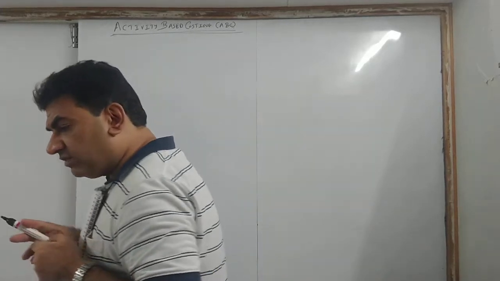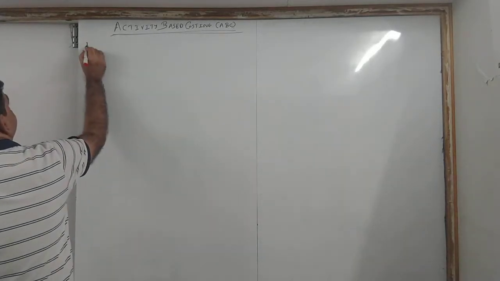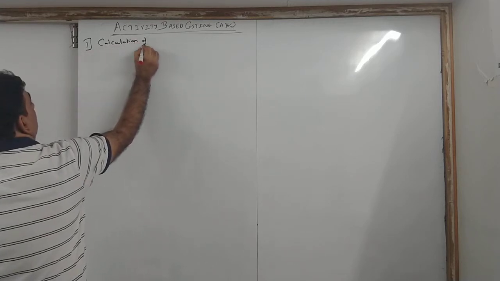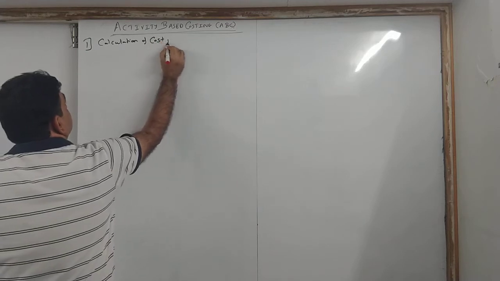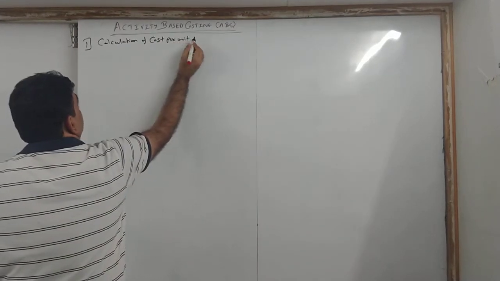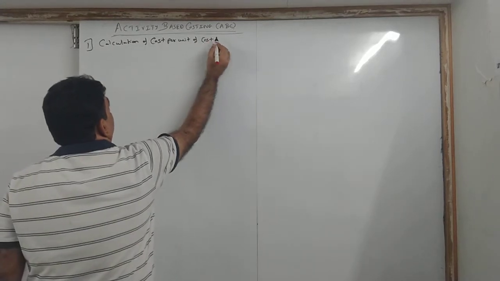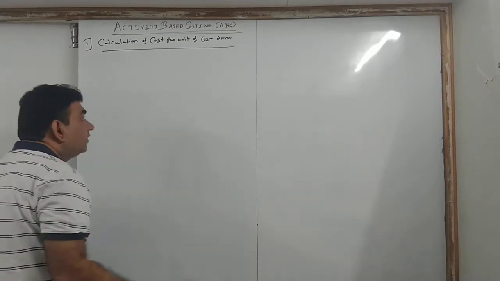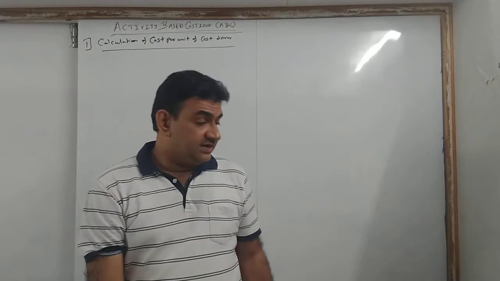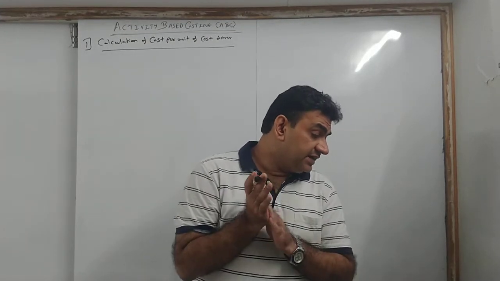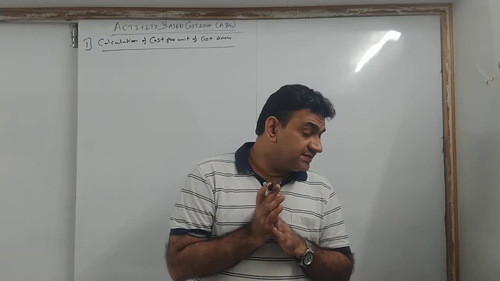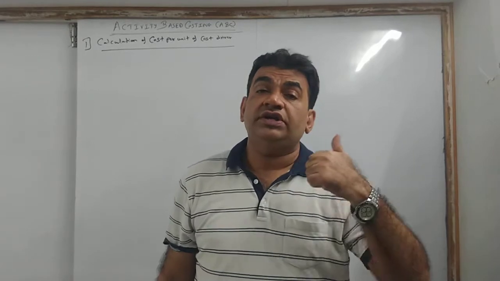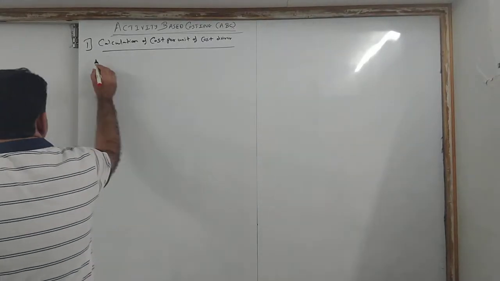Okay? Step number 1, calculation of cost per unit of cost driver. Now see, there are 3, correct? Machine hours, purchase orders, labor hours. So first we will get the individual cost per unit of each of them. Okay? Let's take one by one.